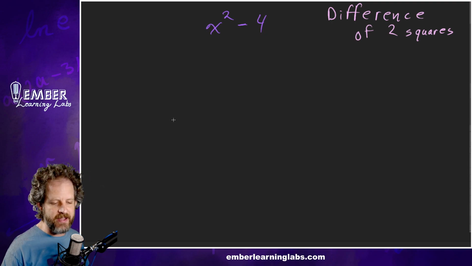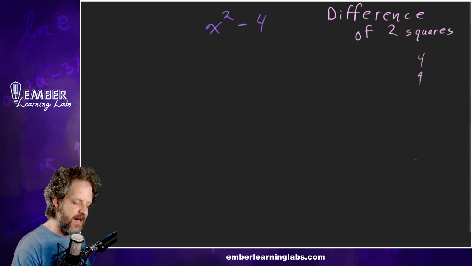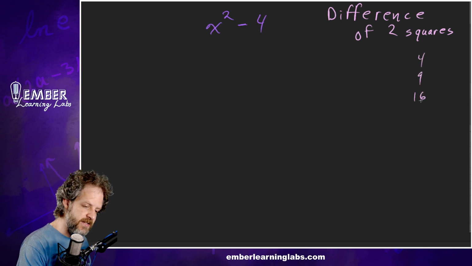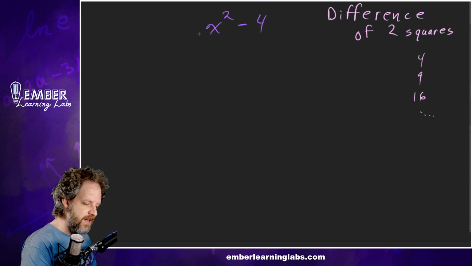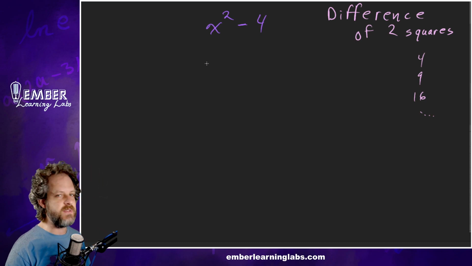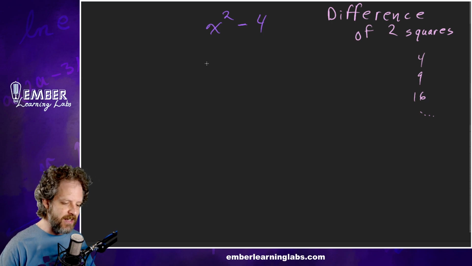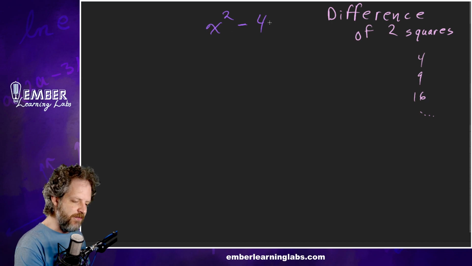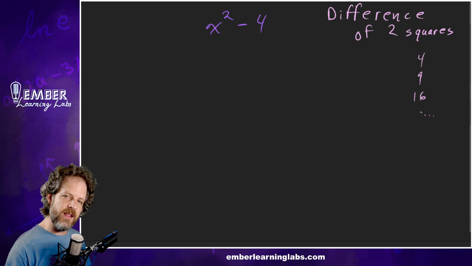So perfect squares are things where we end up with like 2 times 2 is 4, 3 times 3 is 9, and 4 times 4 is 16, etc. Same thing with the variables. x times x is x squared. x squared times x squared is x to the 4th, etc. So when we have a difference of 2 perfect squares, to factor it is really, really easy.